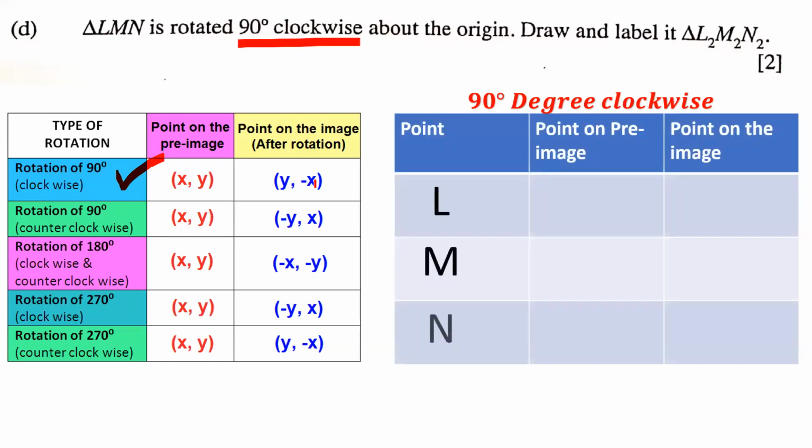So L, remember L is 2, 1. But remember what we have to do? Switch x and y, and then negate x. So again, we switch x and y. So x is going to be here, y is going to be there. And then we negate x. And so it's going to be negative 2.